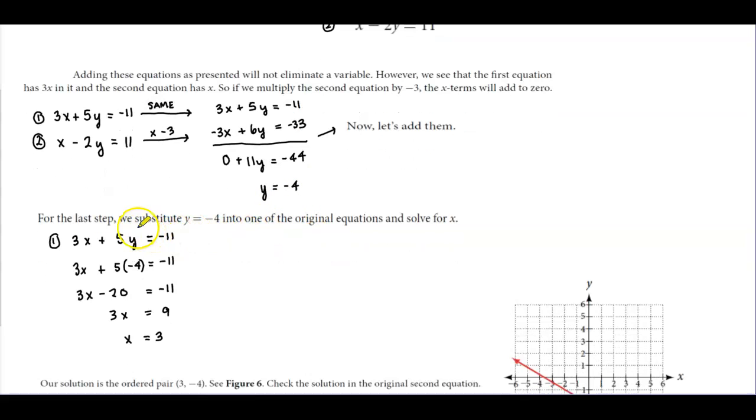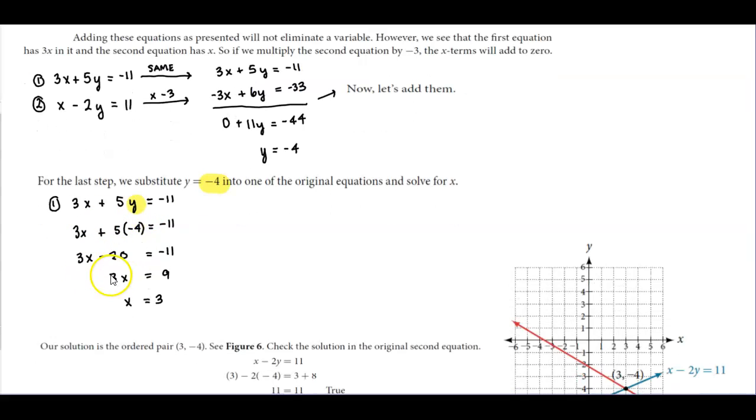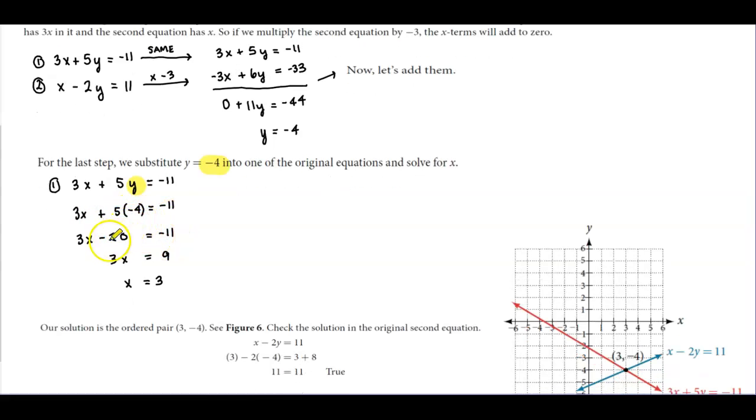Now for the last step, we're going to substitute y equals negative 4 into one of the original equations and solve for x. We chose the first one. Again, it doesn't matter which one you choose, whether it's the first or the second. We plug in y to be negative 4 to solve for x. So we have 3x plus 5 times negative 4 equals negative 11. 5 times negative 4 is minus 20, so we have 3x minus 20 equals negative 11.